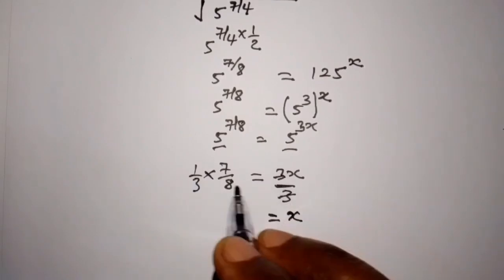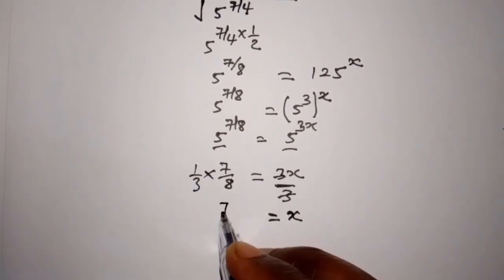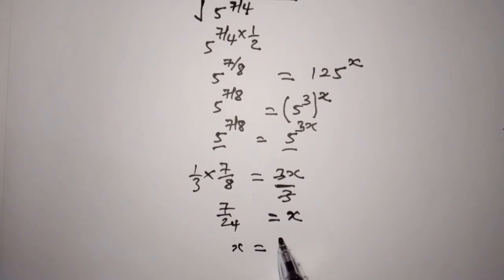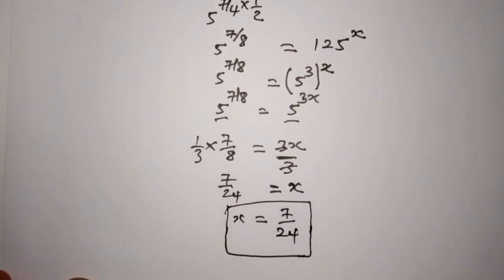7 times 1 is 7. 3 times 8 is 24. x is equal to 7 over 24. This is our final answer.